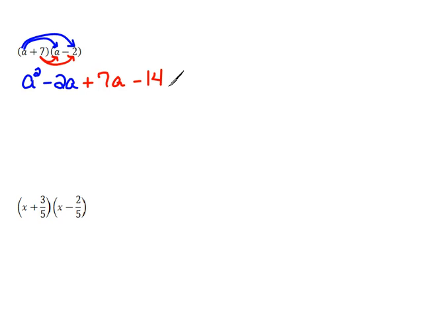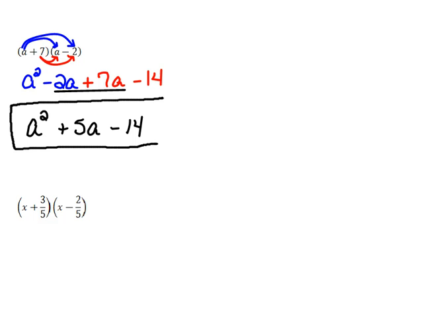Now it's a matter of, can we combine anything? Can we make it a little bit simpler? And we see that we absolutely can, because we have some common terms there. So let's see, we'll have a squared. Now we can combine the minus 2a and the plus 7a. When we combine those together, we get a positive 5a and then our minus 14. And we can't combine any other terms. None of these are like terms. So we're done at this point.